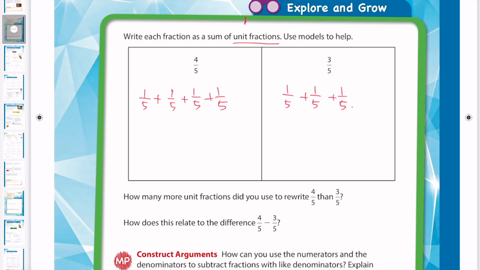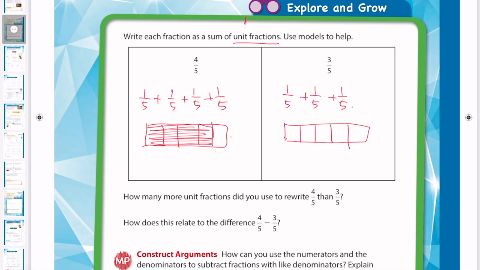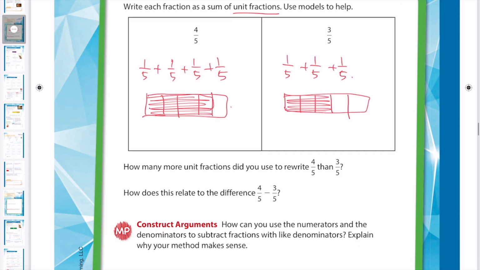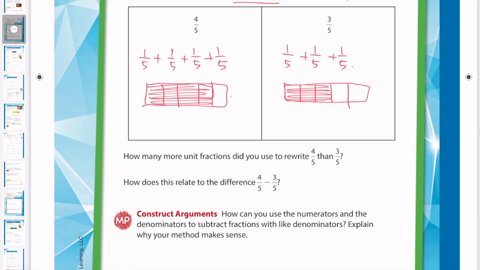In the model, maybe we can do this. I'm trying to use the same size, okay? And 1, 2, 3, 4. 1, 2, 3, 4. Okay, and then they are shaded, 4 of them, and 3. Now, how many more unit fractions did you use to write 4/5 than 3/5? 1 more unit fraction.